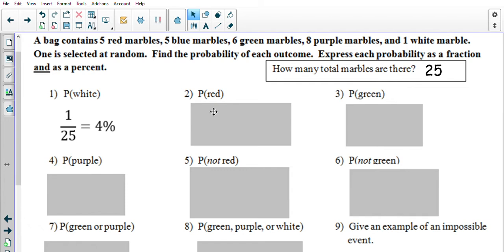Number 2, probability of red means the probability of selecting a red marble. Well, there are 5 out of 25. Don't forget to reduce that. If you can plug it into your calculator, great. I know some of you don't have calculators at home. So just divide both 5 and 25 by 5 to get 1/5, which is 20%.